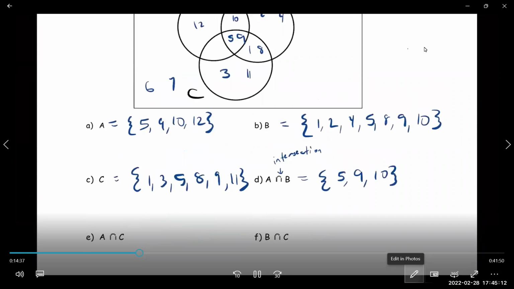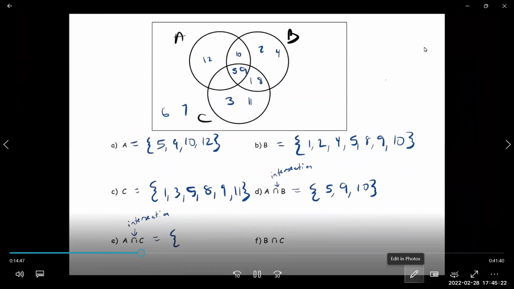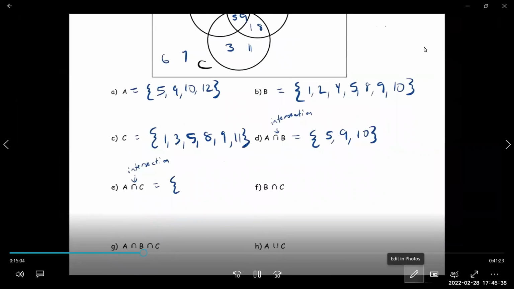All right, same thing over here. This is also an intersection, but this time you want A and C. Let me see. 5 and 9. Looks like it's just 5 and 9, right? Yes. Yeah, it's just 5 and 9. So that is correct, 5 and 9.